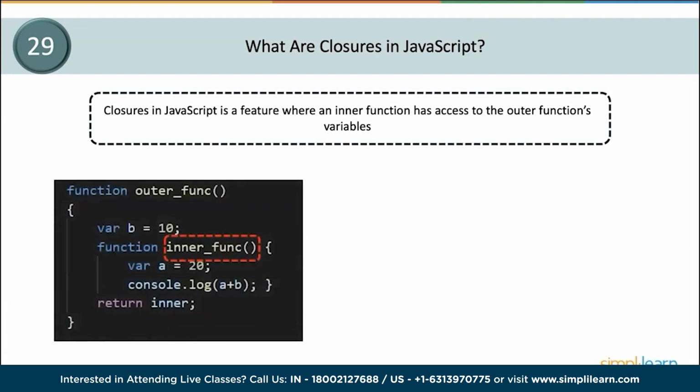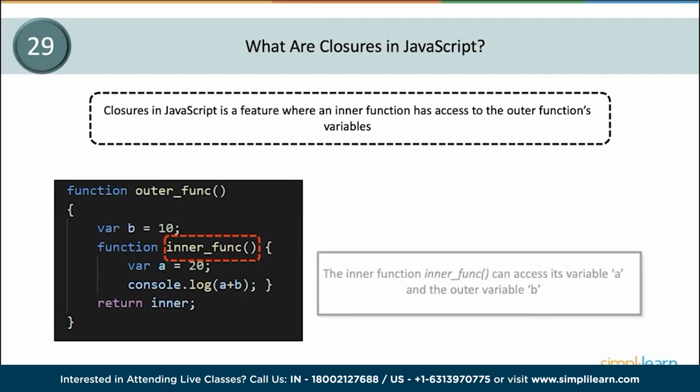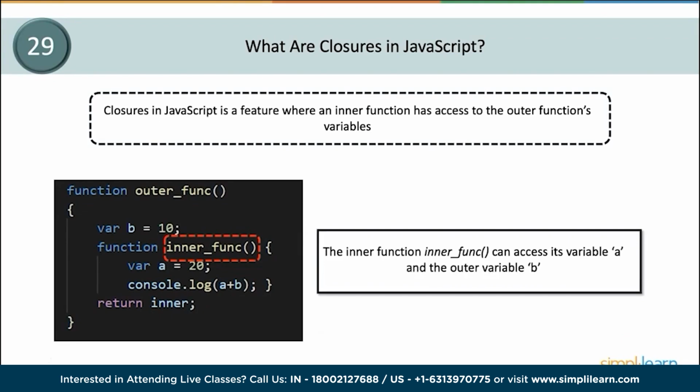Now, the closure is a JavaScript feature, as I told you, which has access to the outer function's variables. A simple example I can give you is a function known as the inner function, and there's a function defined on top which is the outer function. So it has access to all the functionality of the outer function inside it.